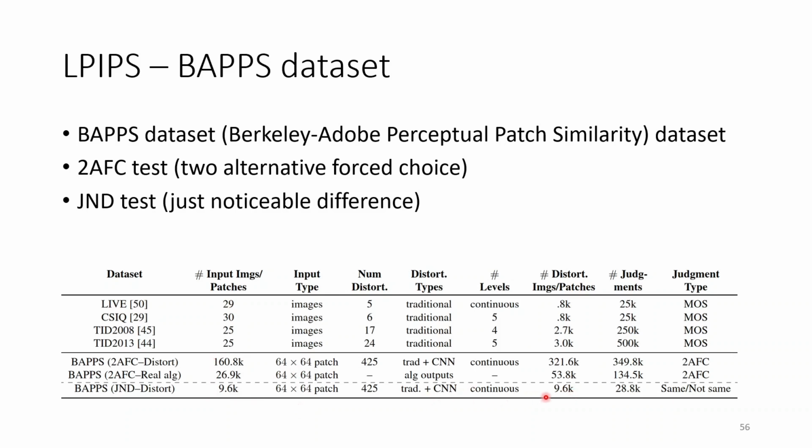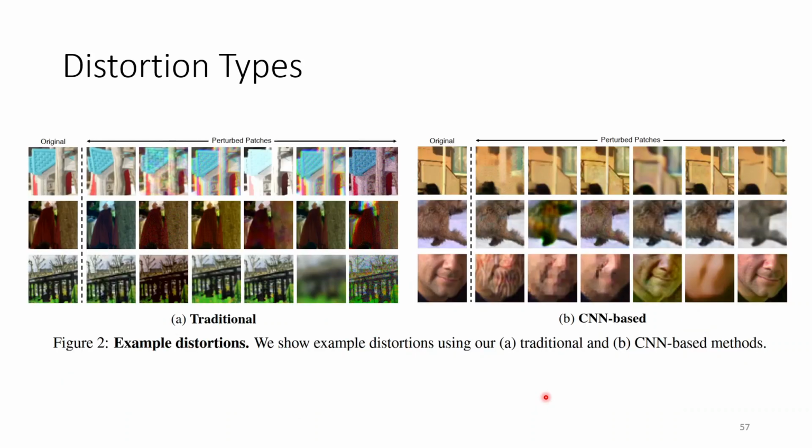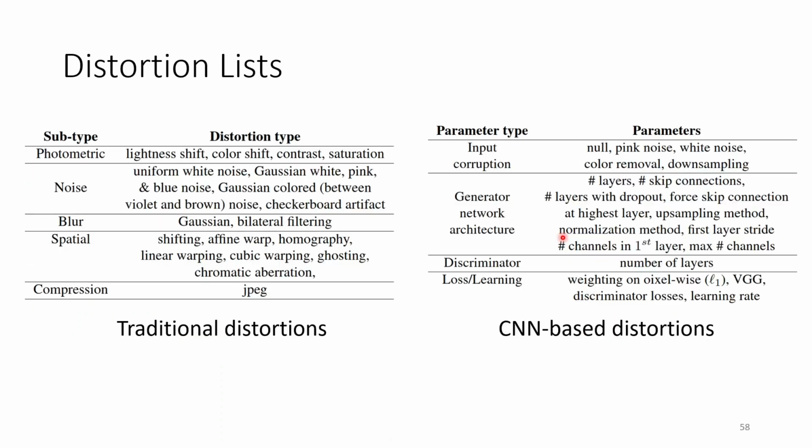Then there are many different distortion types. This is a traditional distortion type. This is like Gaussian. No, this is blurring. This is very clear. And okay, this is a list of distortions.